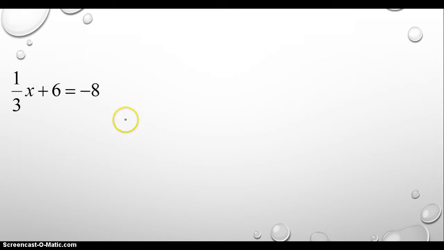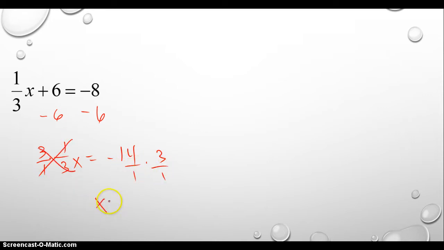So let's start solving this. So the opposite of PEMDAS, okay, we have to subtract 6 first. Subtract 6 first. So 1/3 x equals -14. Multiply by 3 over 1. The reciprocal, 3 over 1. So x equals -52.